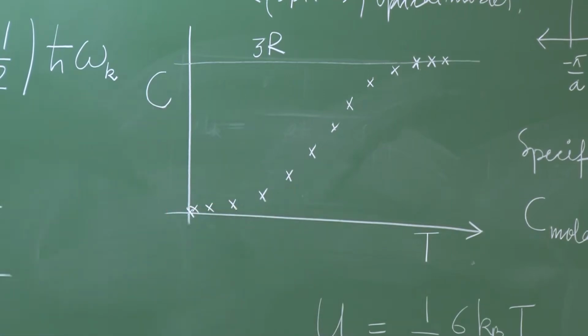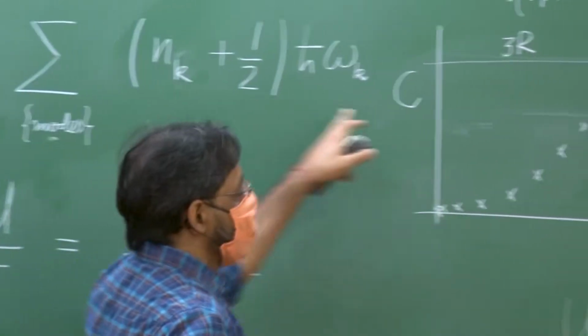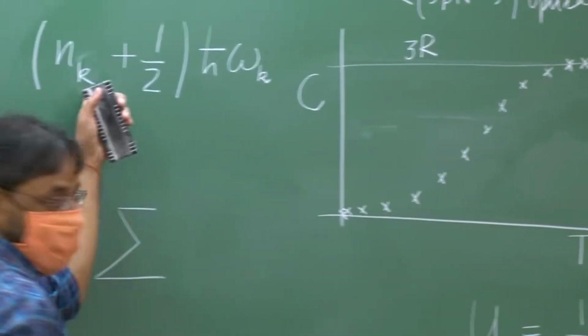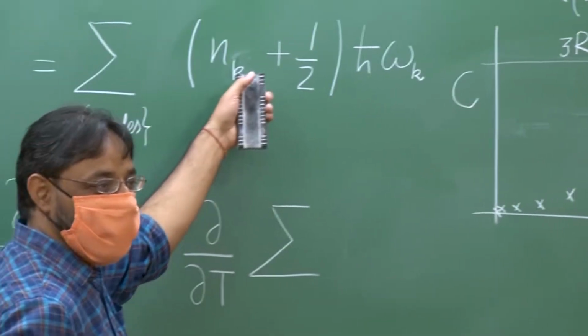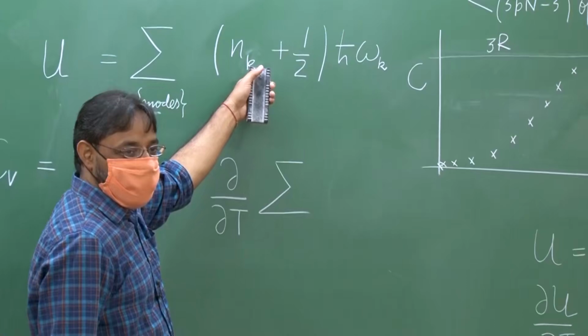Well, this was puzzling. Why is the specific heat temperature dependent? If you don't know what all that we did, then this is very surprising. Now you know the temperature dependence is coming because of this factor, because of the Bose factor. But at that time, the Bose statistics was not known.